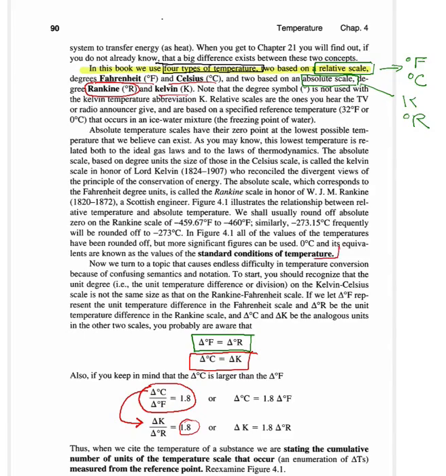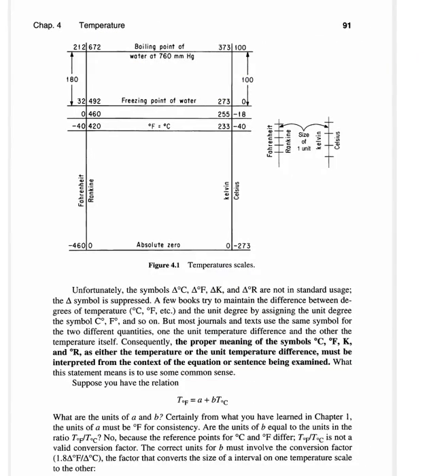Hopefully you're familiar with the concept of standard conditions, and the standard temperature is 0 degrees Celsius. That is what is referred to as standard temperature. Here's a graphical depiction of the different temperature scales. You can't get colder than absolute 0. That is the fundamental reference point for temperature scales.